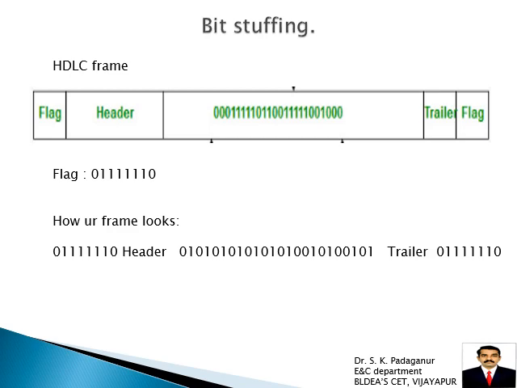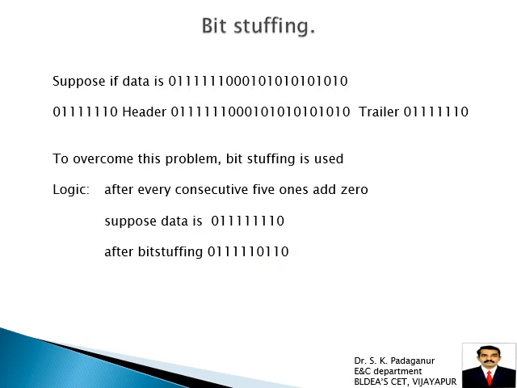So here the flag is the 8 bits, then the header, then this is the data we are going to transmit, and this is again the flag. Now the question comes: if the data is like this, there is no problem. But what happens if the data is a combination of zeros and ones? We cannot predict the kind of data, so it will vary.